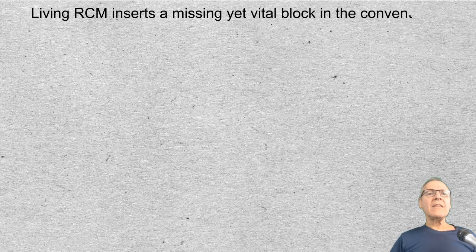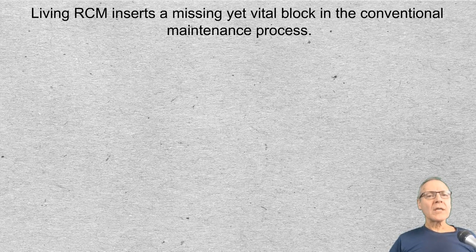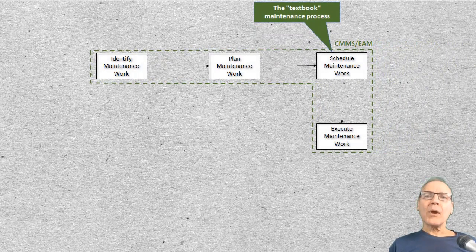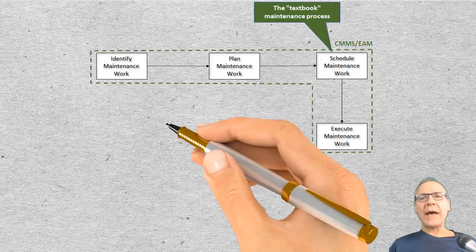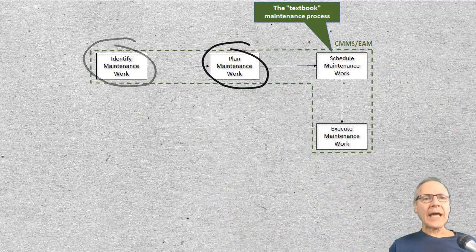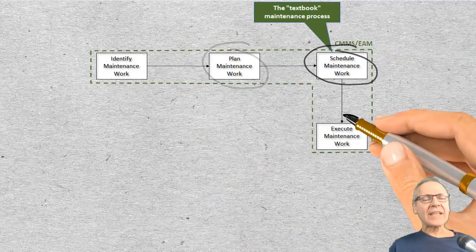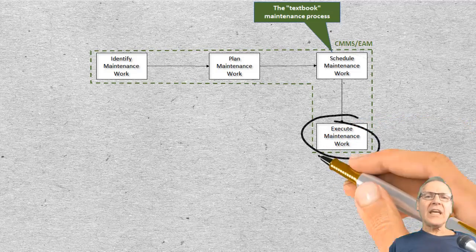Let's summarize the role of Living RCM. Living RCM inserts a missing yet vital block in the conventional maintenance process. Here is the textbook maintenance process, which we can describe as identify, plan, schedule, and execute maintenance work.